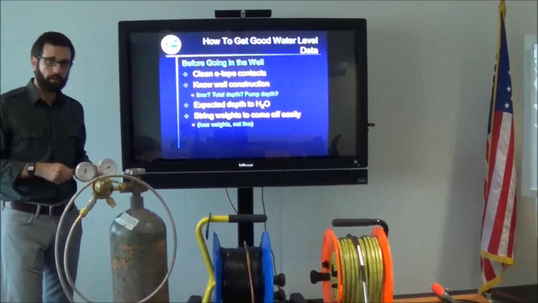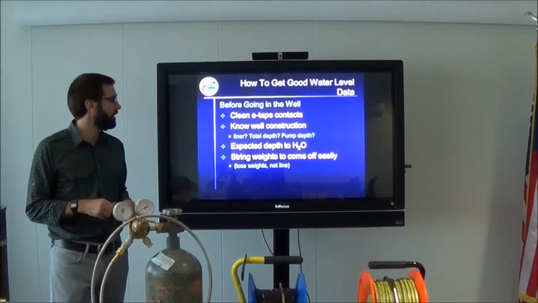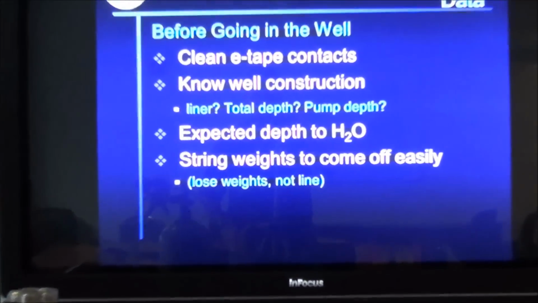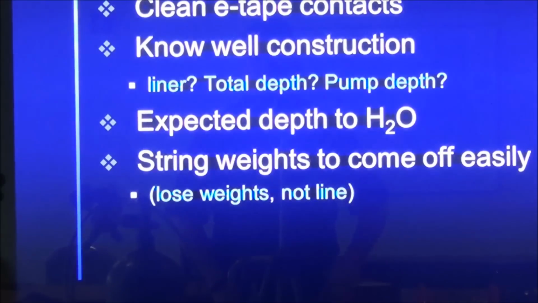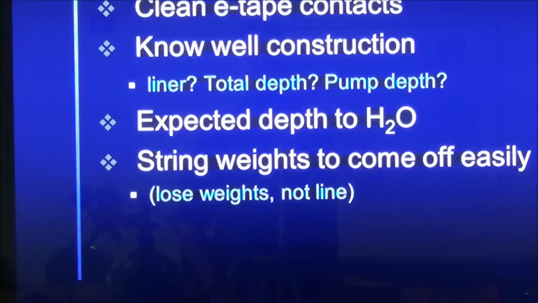Another thing that's important is to know the well construction. If you have a log, read the log, look and see if there's a liner. Sometimes a liner can be 20 or 30 feet below the top of the well. So when you're measuring, try to go down near the center to get inside the liner. If you're outside the liner, you're not going to get a measurement. Also know the total depth and the pump depth, so that way you don't go too far and go past the pump and risk getting caught up in the pump.